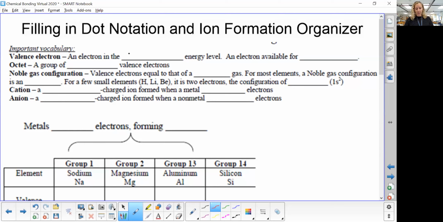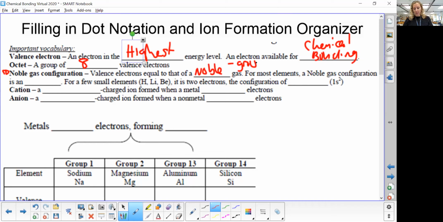So a valence electron is an electron in the highest energy level, and it's an electron available for chemical bonding. An octet is a group of 8 valence electrons. And that's what everybody's trying to get, so that they really want that noble gas configuration. And so valence electrons are equal to that of a noble gas. Remember that that's group 18 or 8A on your periodic table.